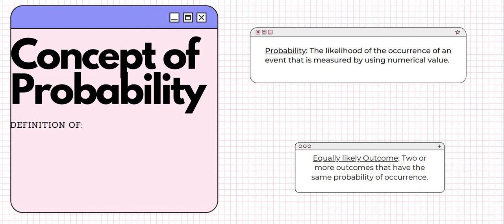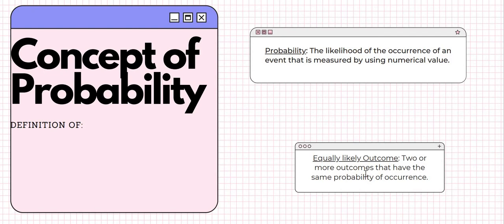Alright, so then what is an equally likely outcome? Equally likely outcome means two or more outcomes that have the same probability of occurrence. Meaning the probability value is equal for each.